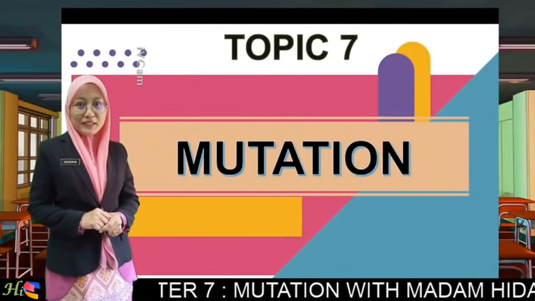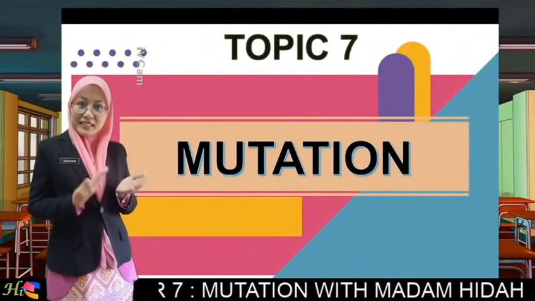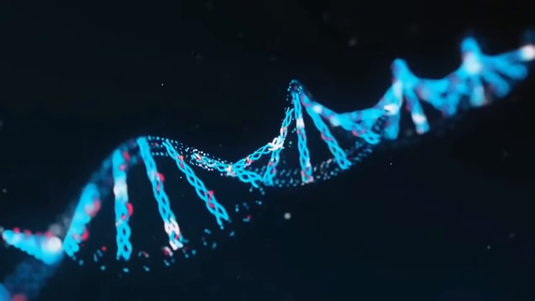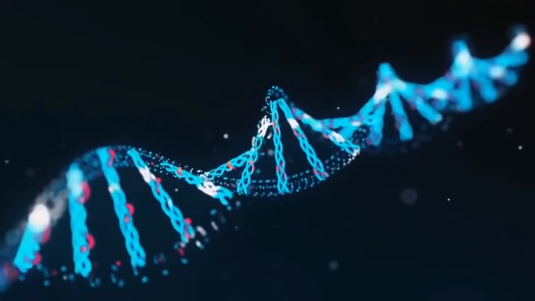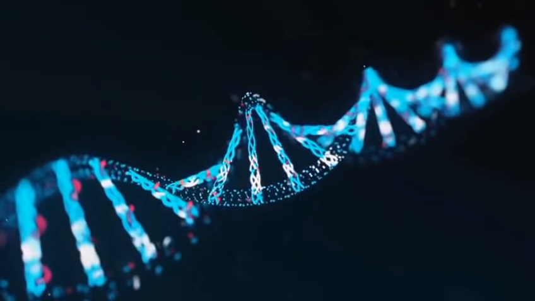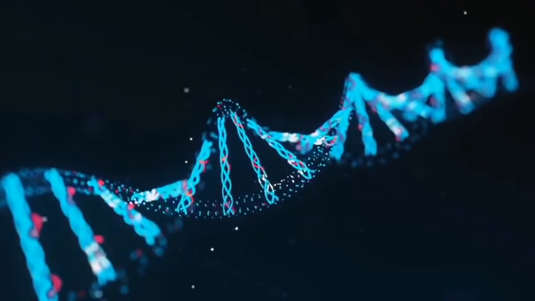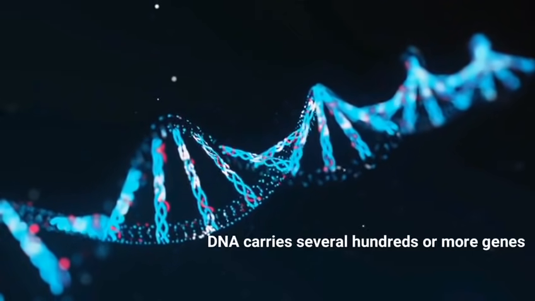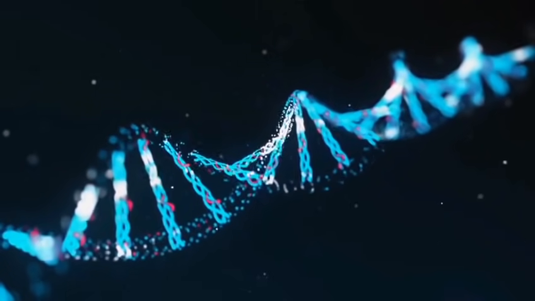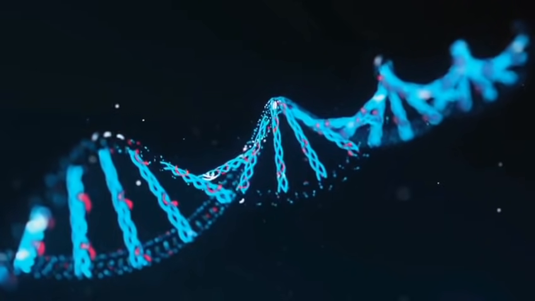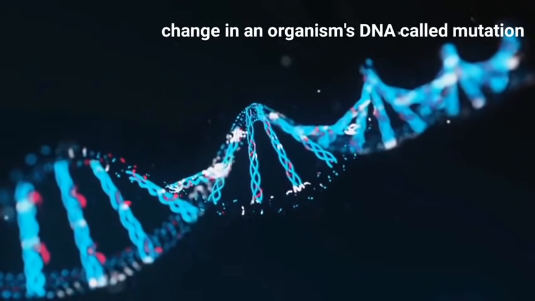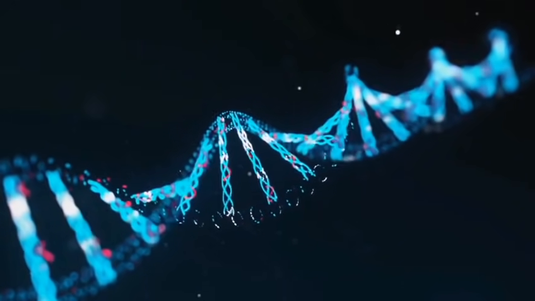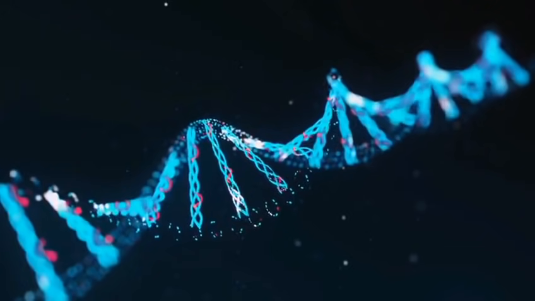So in this video, you will learn about mutation. Deoxyribonucleic acid, or DNA, is the genetic material that organisms inherit from their parents. DNA carries several hundred or more genes that will be passed along from one generation of cells to the next. Change in an organism's DNA, called mutation, can cause changes in all aspects of its life.